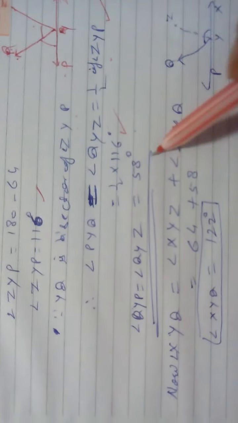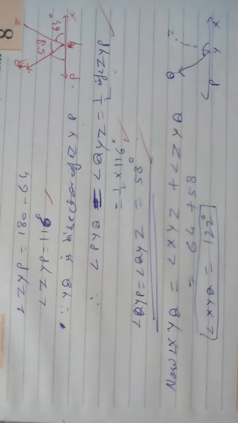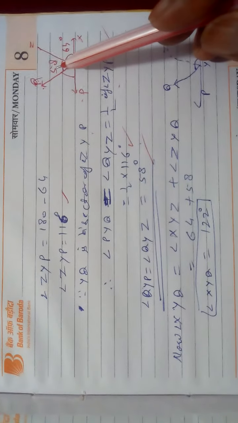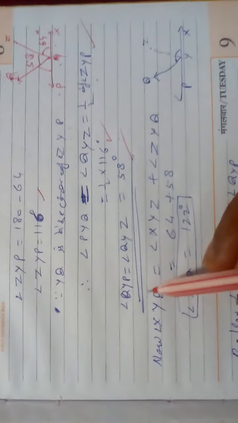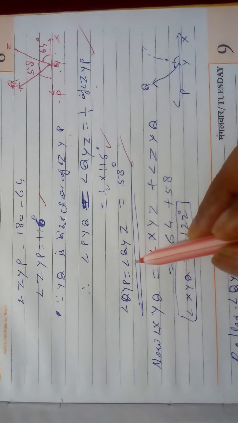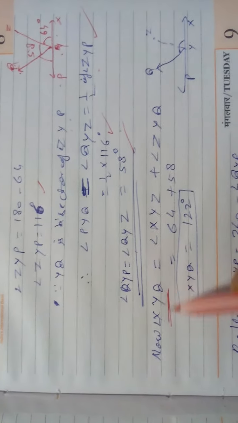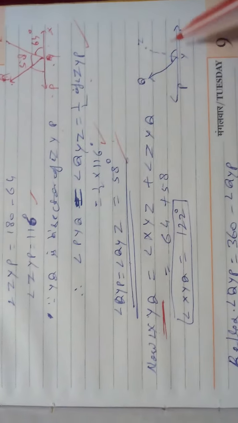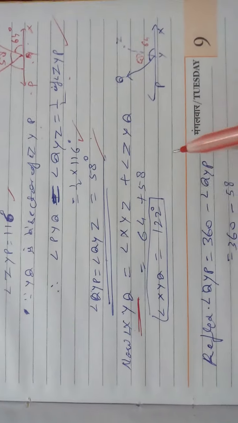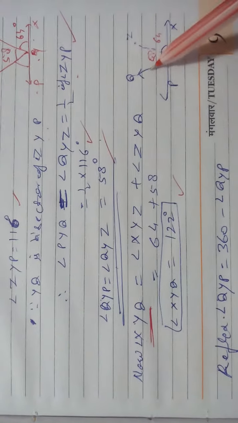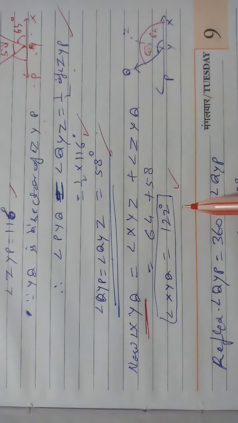Half of 116 is 58 degrees, you are getting this. And it is given 64 degrees. It is 64, it is 58, then what is this? XYQ. XYQ is this angle. XYQ is the sum of 64 and 58. Add, 122 degrees, this full angle. You are getting XYQ as 122 degrees.